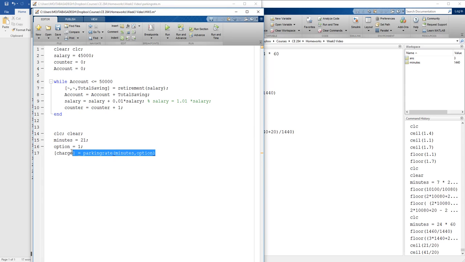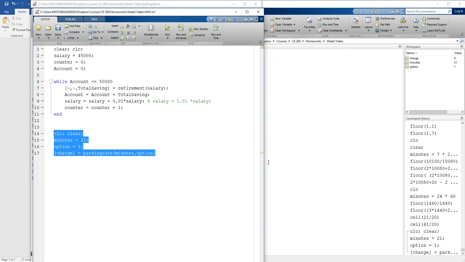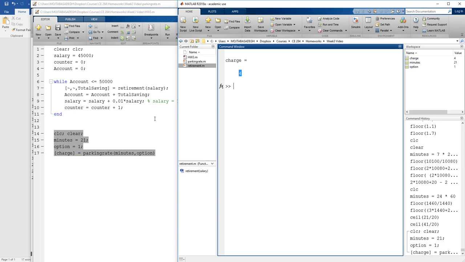If I evaluate this, charge should be $4, which it is. Perfect.